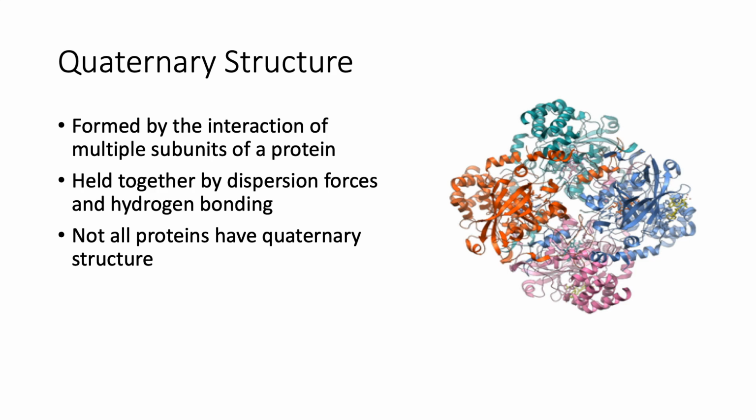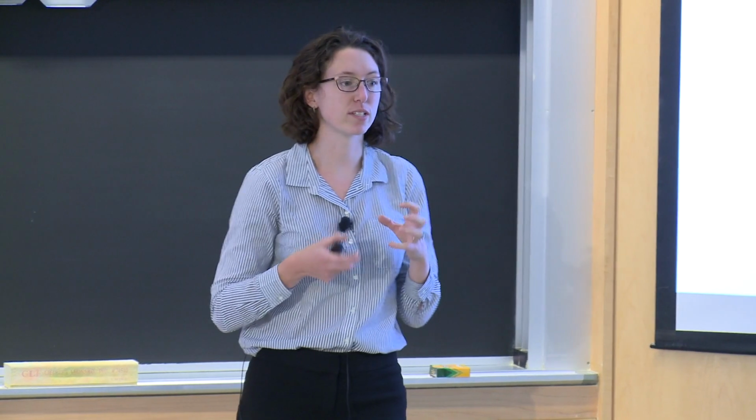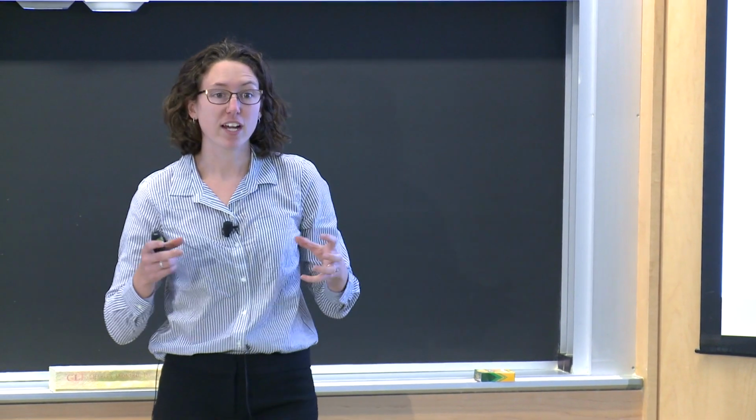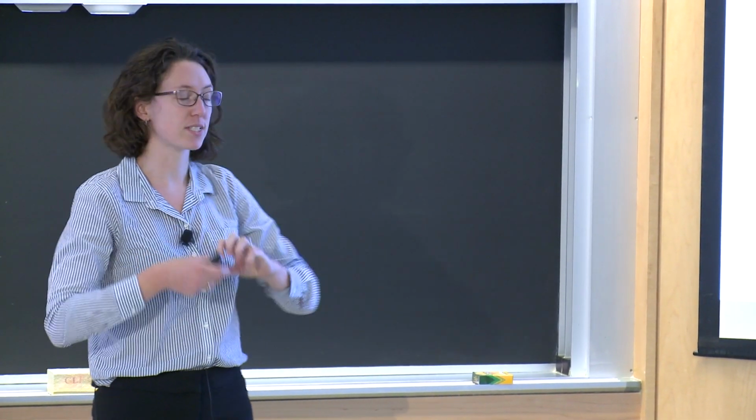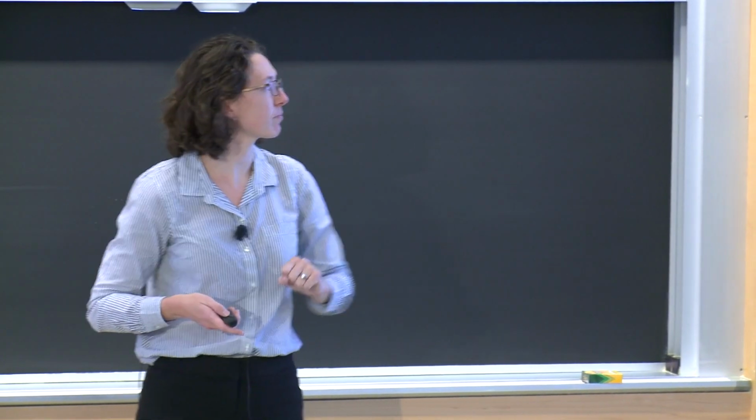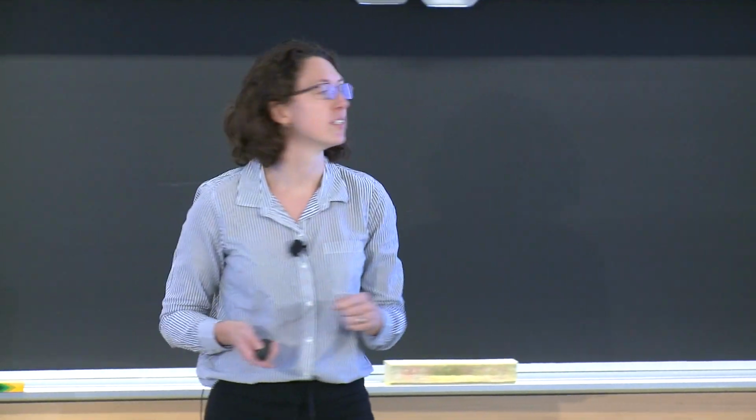Not all proteins have quaternary structure. Some just have normal folding in secondary and tertiary structure. And the quaternary structures are typically held together by dispersion forces and hydrogen bonding between the subunits. So it's not usually a covalent interaction, but it is strong enough to hold these subunits together into the correct shape for the protein to function.